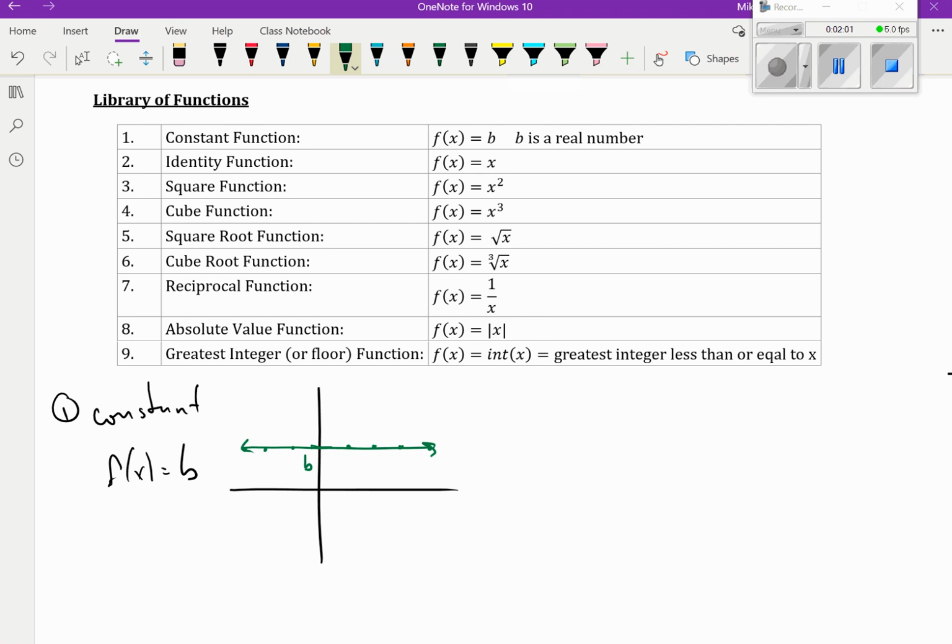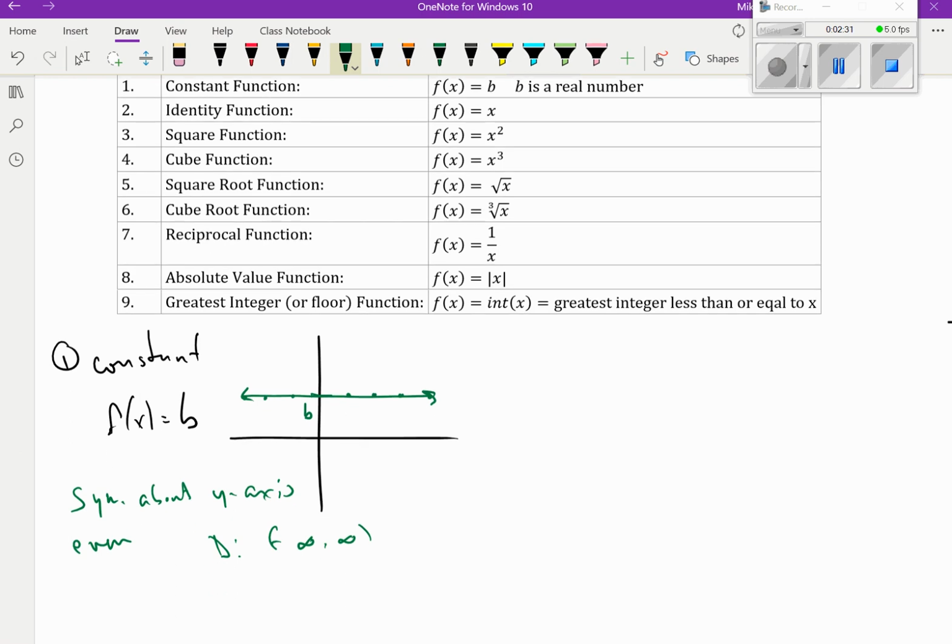So on this particular function, we can say this is symmetric about the y-axis. That means it's also going to be an even function. If we think about our domain, it doesn't matter what value I choose for x, I always have a corresponding y value. So I have no restrictions, so I'm going from all real numbers, negative infinity to positive infinity.